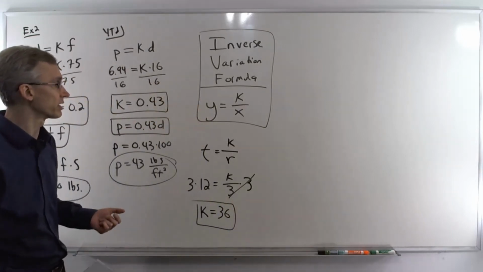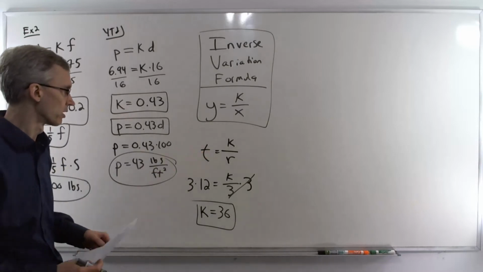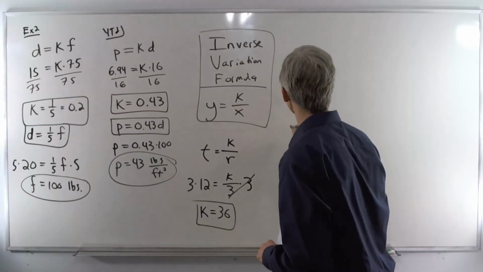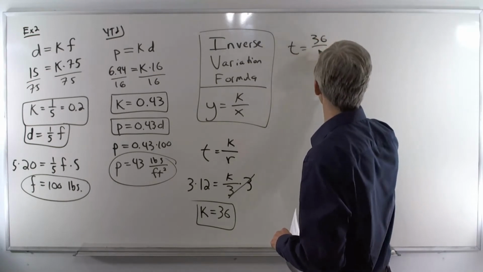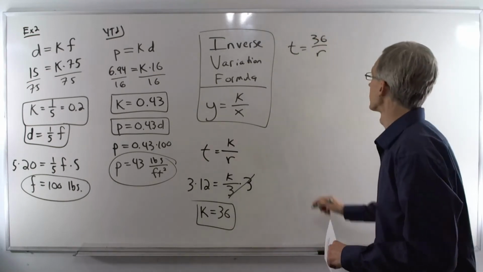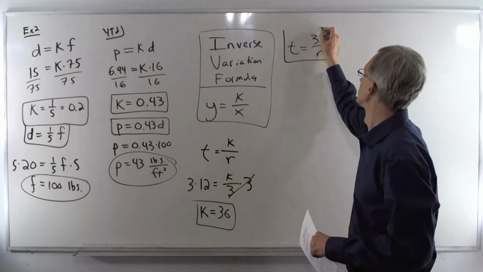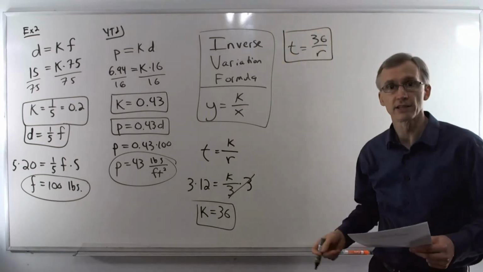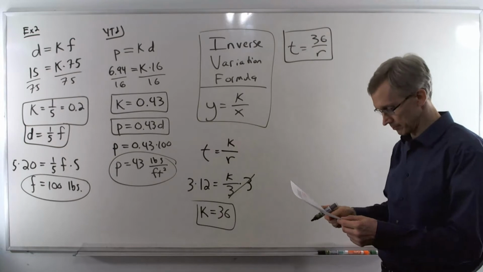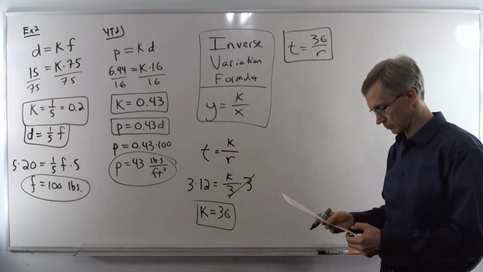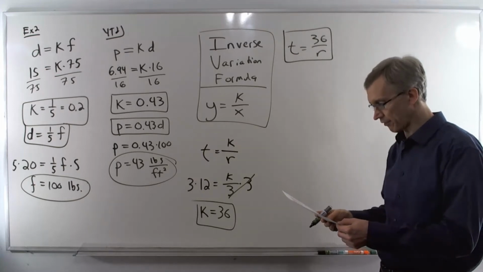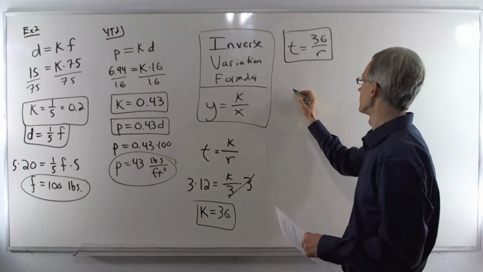Now we can create an equation of variation using this. Plug in 36 for k. So t equals 36 over r. And there's our equation of variation. And that's the equation we can use to answer questions. Now we want to know what's the value of r when t is 18. So I'm going to plug in 18 for t.